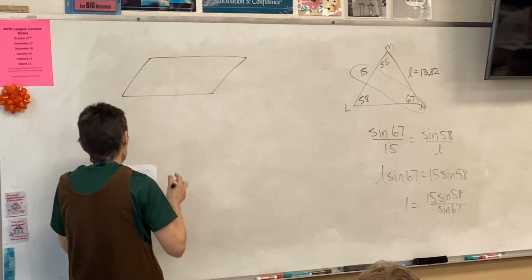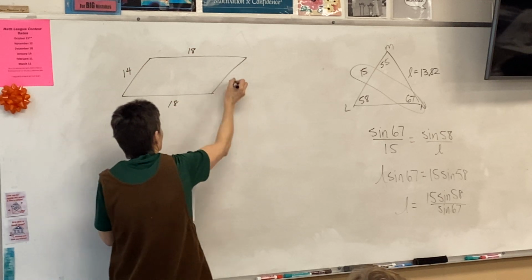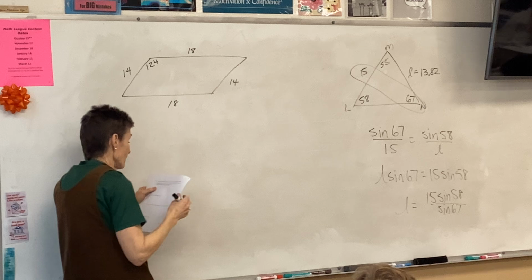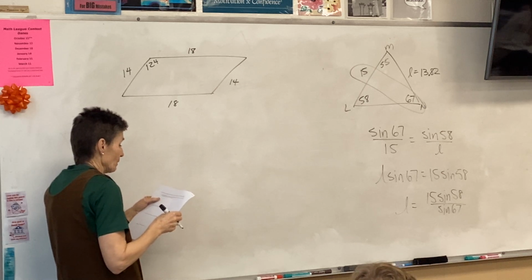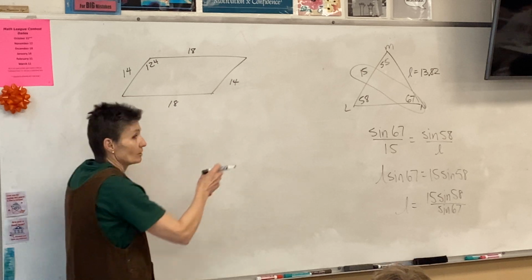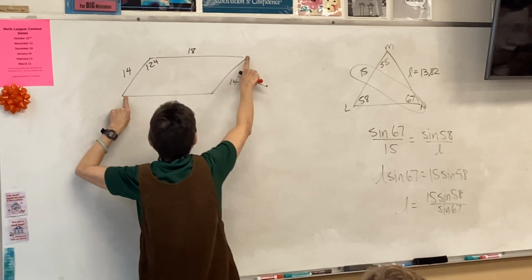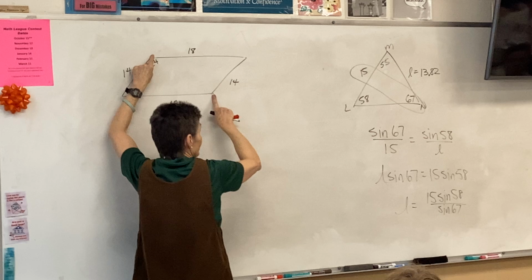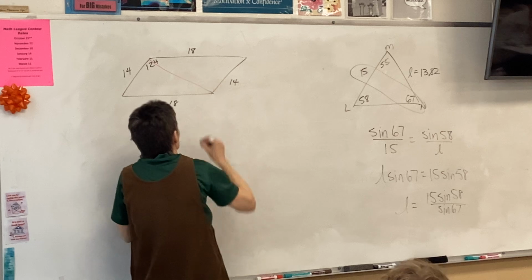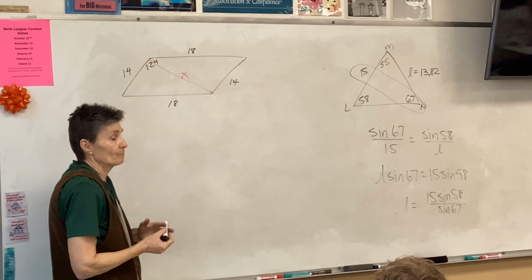Find the length of the shorter diagonal whose sides are 18 and 14, and the larger angle is 124. I want to find the shorter diagonal. All right, so which diagonal is the short one? This number 1 or number 2? Which one's shorter? 2. Find the length of the shorter diagonal.